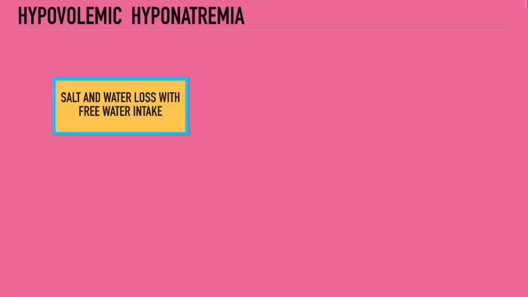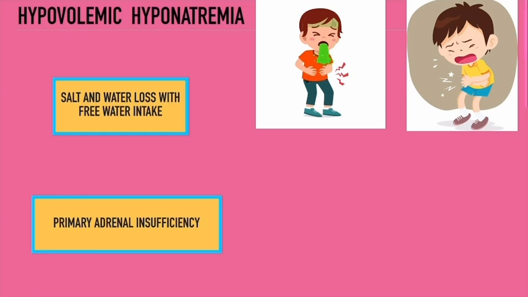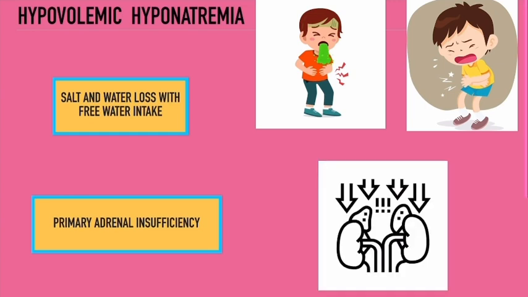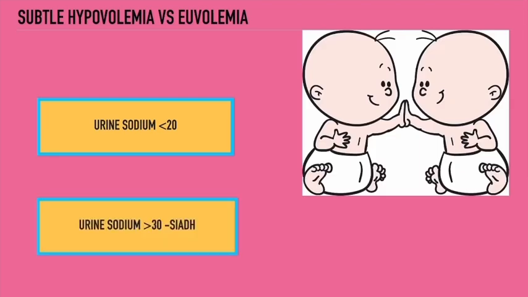Second is hypovolemic hyponatremia. It is actually due to salt and water loss with excess free water intake. So after vomiting or diarrhea and sweating, and or in case of primary adrenal insufficiency, these are the conditions associated with hypovolemic hyponatremia. It is very important to differentiate subtle hypovolemia from euvolemia because management of these conditions is entirely different. So for this, we can use urine sodium level. If urine sodium level is less than 20, it indicates hypovolemia. And if it is more than 30, that indicates SIADH, that means syndrome of inappropriate ADH secretion.